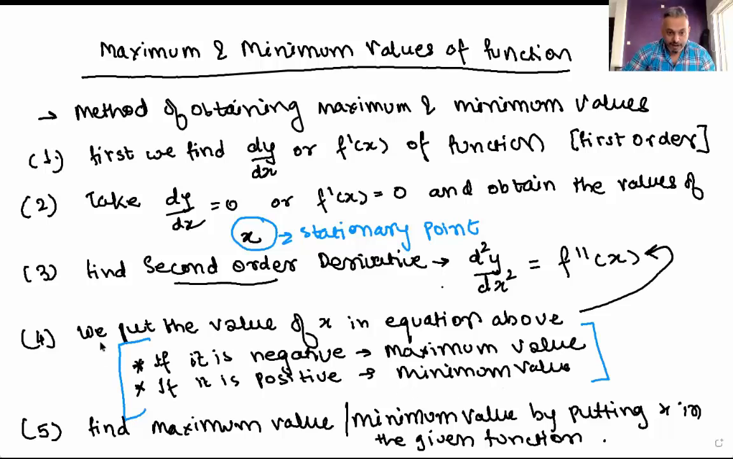So here at step 4 we will decide whether it is the maximum value or the minimum value, and then finally we find the maximum value or minimum value by putting x in the given function. That is, the function is given y is equal to something or f of x is equal to something, we put that value over here and we find the final answer. Now let's go to illustration number 25.